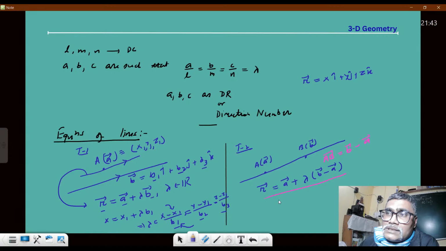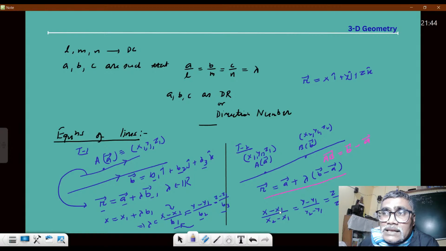Similarly, if you consider these points as x1, y1, z1 and x2, y2, z2, your line equation will be x minus x1 divided by x2 minus x1, because the first component of the direction ratio of the line, or the vector AB, is x2 minus x1. Similarly, you can write the others. Now, there may be a question in your mind. Let me clarify that.